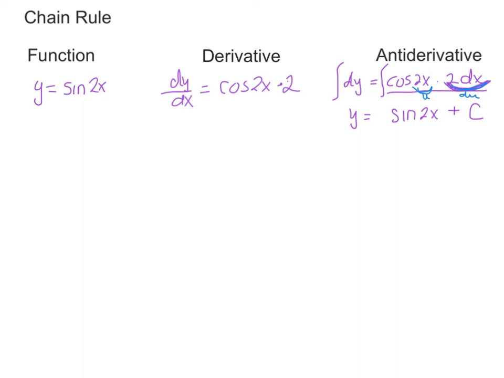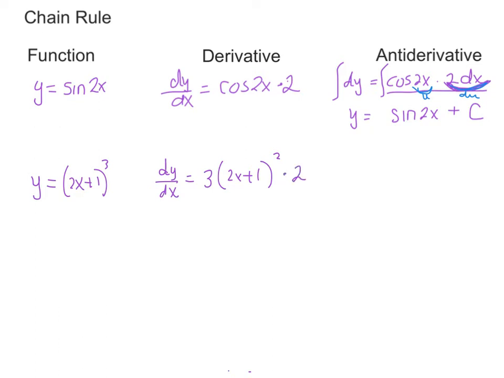Our next example is y equals the quantity 2x plus 1 to the third power. All right, so once again, chain rule. When I take the derivative of y with respect to x, I take the derivative of the outside times the derivative of the inside.